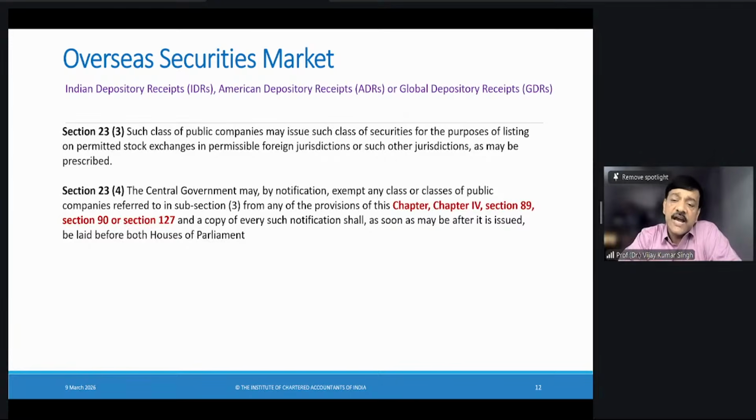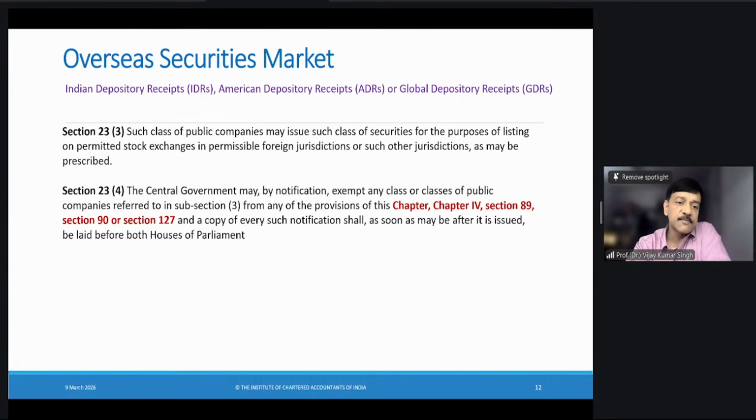So you have to look at the RBI guidelines, FEMA guidelines. The Foreign Exchange Management Act deals with foreign exchange and foreign currency. So since there will be a foreign liability, Section 23(3) is subject to the regulations under FEMA.